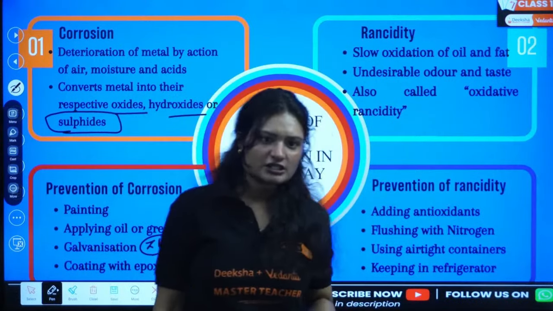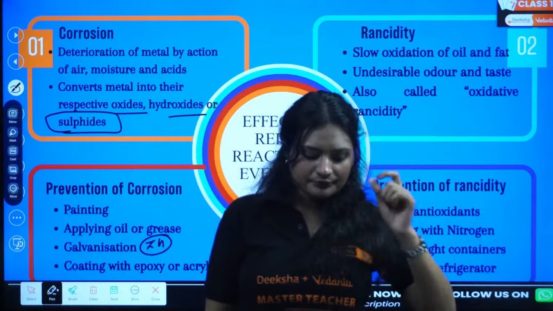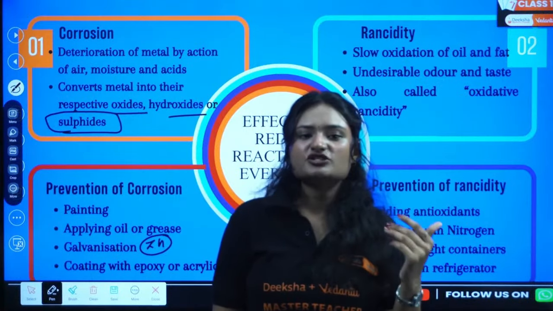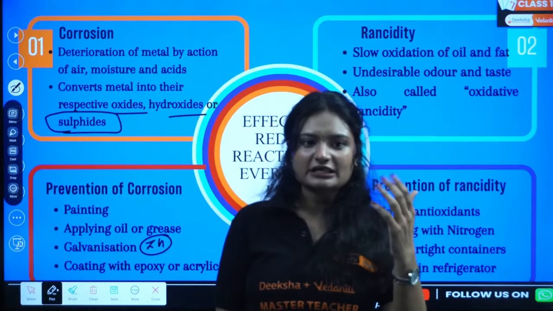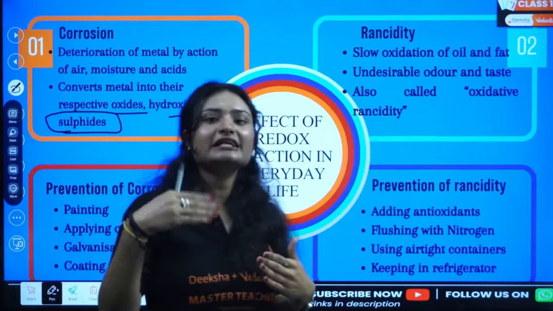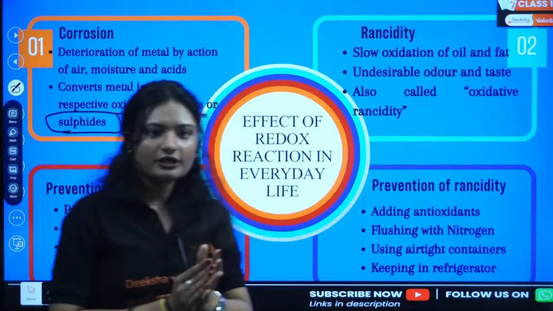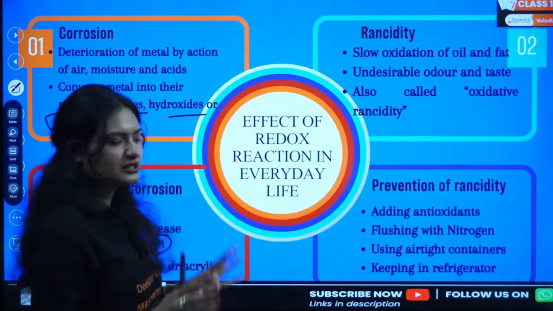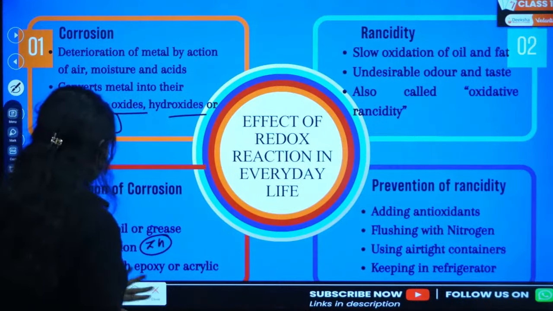And keeping in the refrigerator. When you keep your food in the refrigerator, what is actually happening? The temperature is getting decreased, and at that temperature oxidation won't happen. The action of the oxygen or the bacteria won't work at that temperature. It needs higher temperature to act. So that's why we say always keep your food refrigerated if you're not eating it. It will keep it fresh for some time. Moving on.